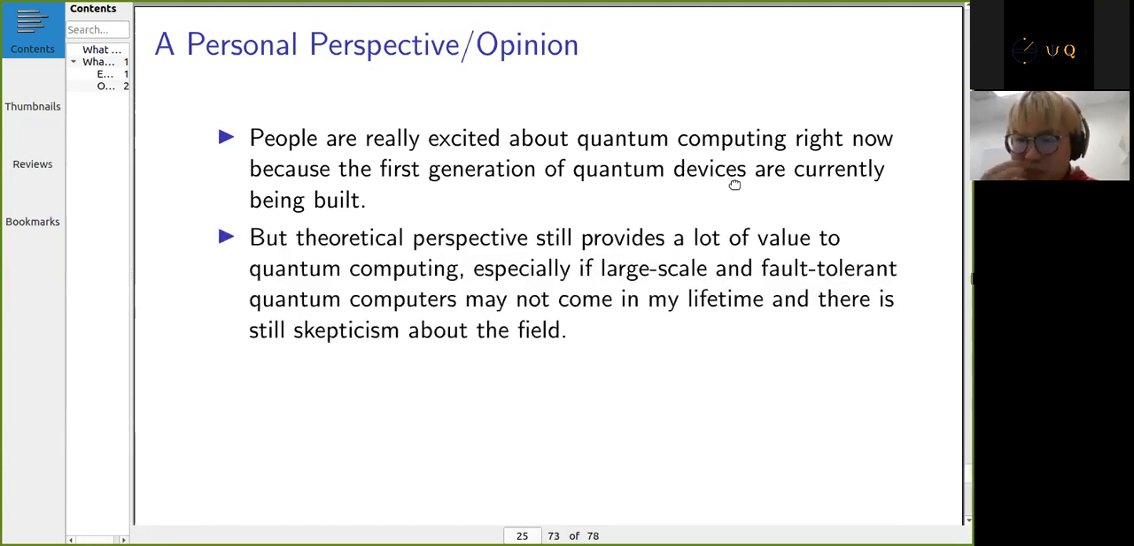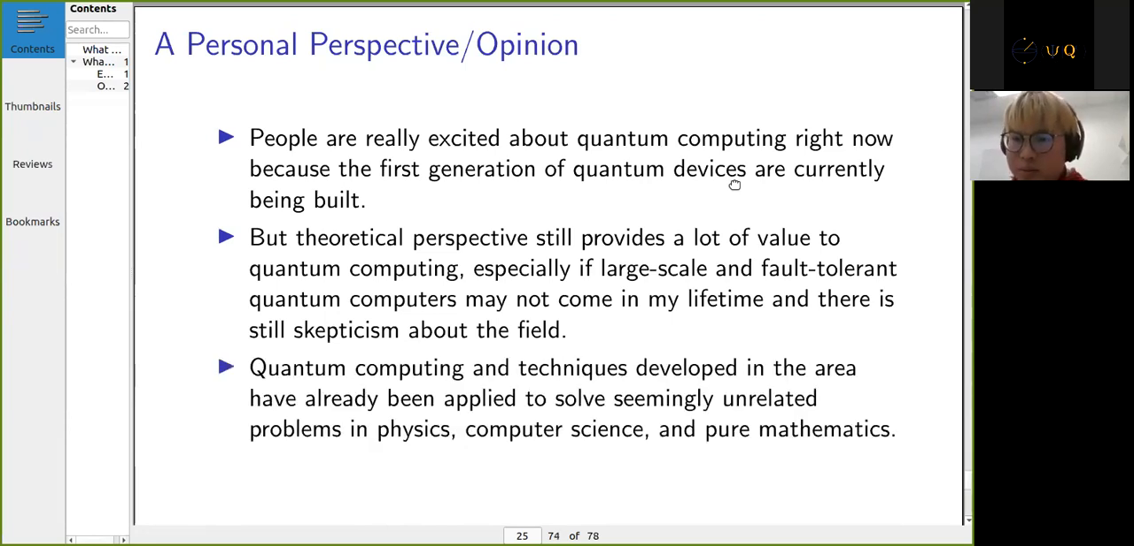But in my view, the theoretical perspective, thinking about what could happen once we have millions of qubits, still provides a very valuable perspective. Large scale quantum computing might not happen in my lifetime. And there's still a lot of skepticism about the field, whether or not quantum computers can scale up to that large. And I think the theoretical perspective could clarify a lot of these engineering challenges in the end.